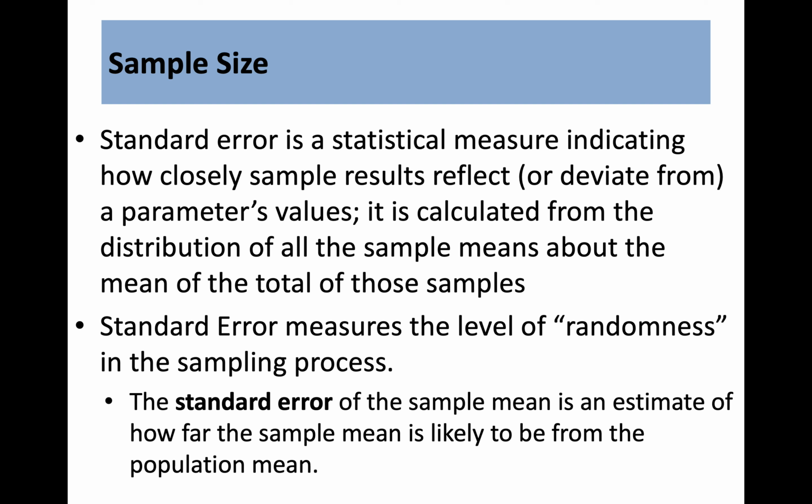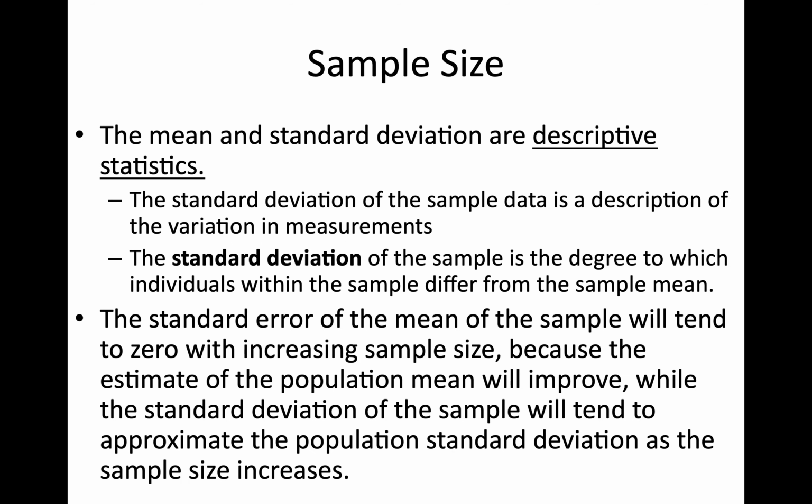Standard error is a statistical measure indicating how closely sample results reflect or deviate from a parameter's values. It is calculated from the distribution of all the sample means about the mean of the total of those samples. Standard error measures the level of randomness in the sampling process. The standard error of a sample mean is an estimate of how far the sample mean is likely to be from the population mean.